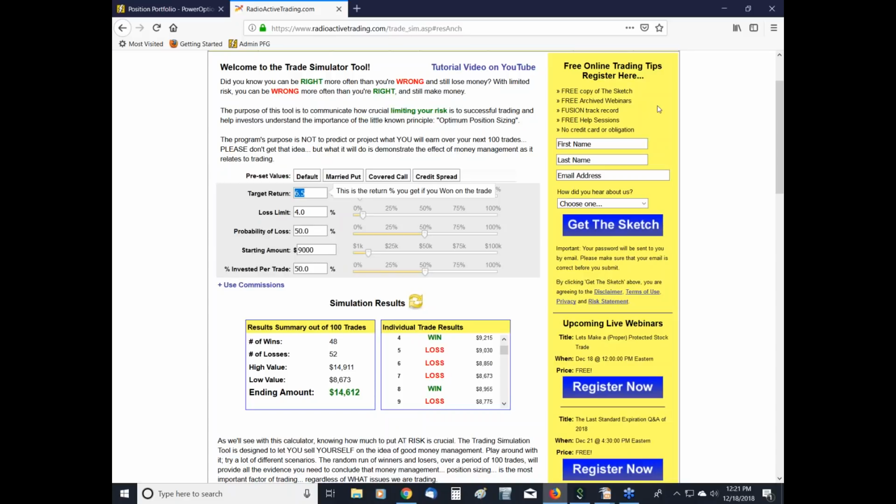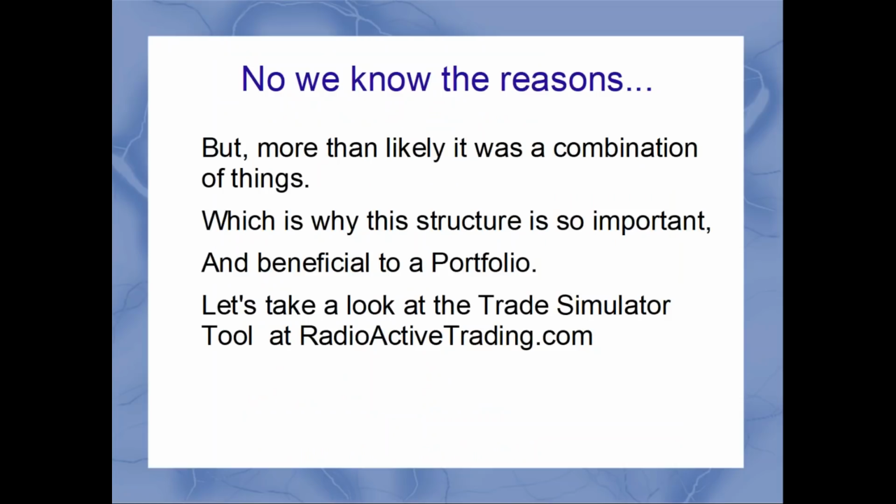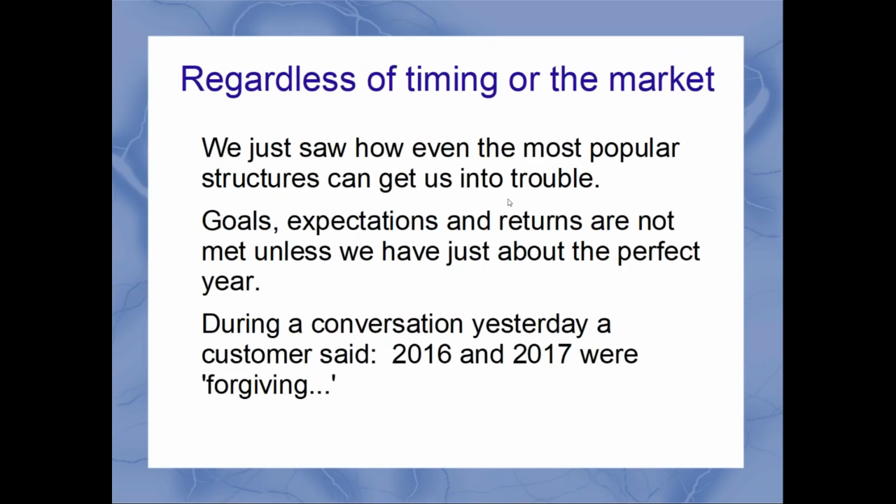So a lot of it is about the structure. And that's how some of us may have not seen the returns that we wanted for 2018. It's because we weren't in the proper structure for the trade. So we just saw how the most popular structures can get you into trouble, even with a high win ratio. Goals, expectations, and return are not met unless we have just about the perfect trading year.